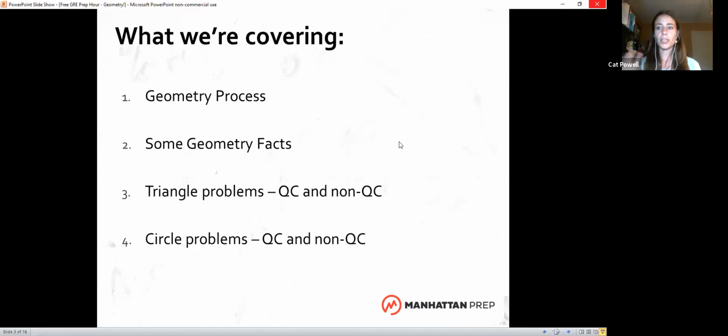And then we're going to look at two different types of shapes in a couple of different problem formats. And because it seems like there's a lot of folks who are new to the GRE tonight, I'll take some time to talk about those formats too. So hopefully I can give you everything you need to solve these problems tonight. And if we have some time at the end, then maybe we'll do a little bit of a more open-ended question and answer session.